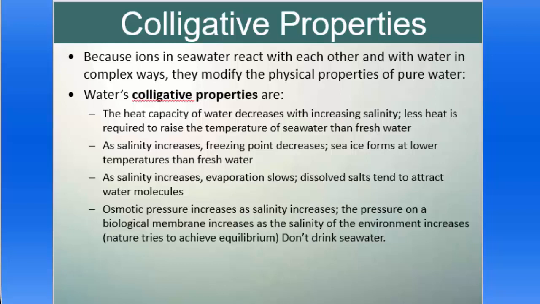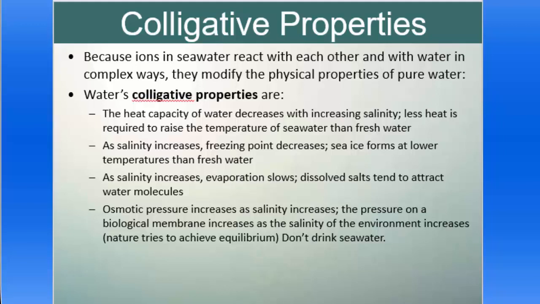As salinity increases, freezing points decrease. Sea ice forms at lower temperatures than fresh water, so it takes colder air and colder water to form sea ice than it does freshwater ice. As salinity increases, evaporation slows. Dissolved salts tend to attract water molecules, so it's very difficult for evaporation to happen in very salty water.